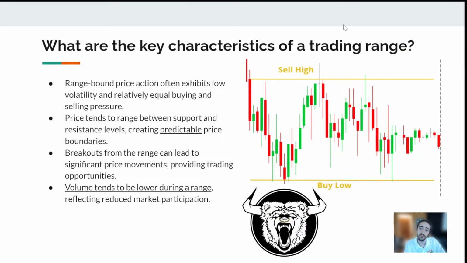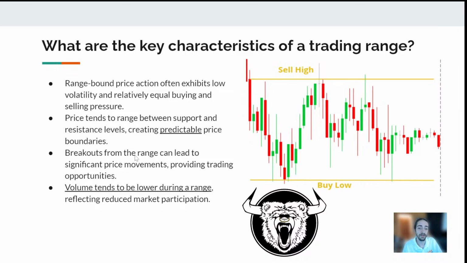What are the key characteristics of a trading range? Range-bound price action often exhibits low volatility and relatively equal buying and selling pressure, hence the range. Buyers can't push us higher, sellers can't push us lower. Price tends to range between support and resistance levels, creating predictable price boundaries. Imagine that, guys, the market being predictable. If that's not a blue moon, I don't know what is. But with ranges, we're able to find these support and resistance levels and trade them accordingly, and it really is almost predictable.